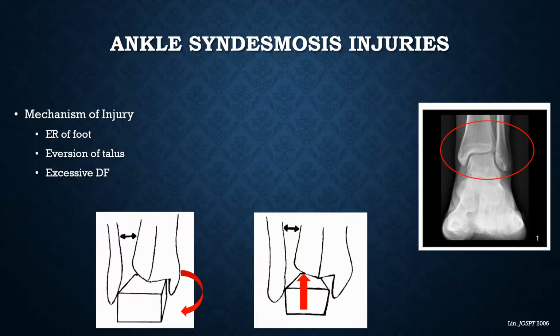The bottom left image demonstrates ankle external rotation, resulting in a gapping between the distal tibia and the fibula. The bottom right image demonstrates excessive dorsiflexion of the talus into the distal fibula and tibia, resulting in more of a spreading type injury of the distal tibia and fibula.